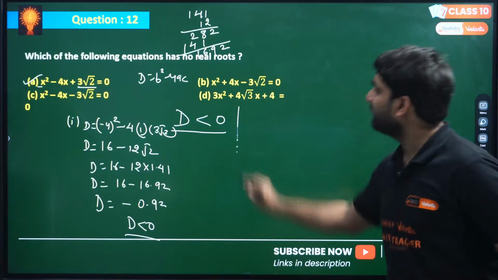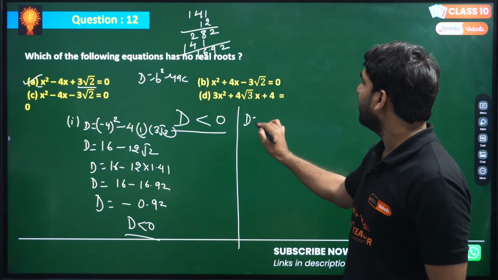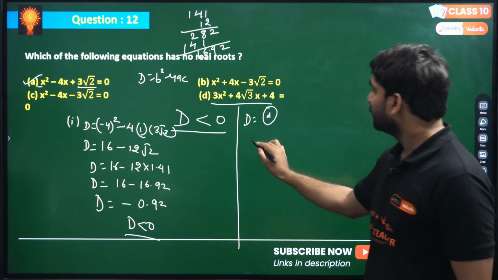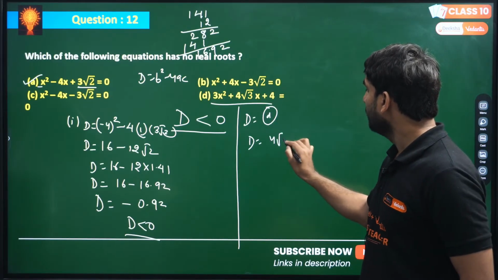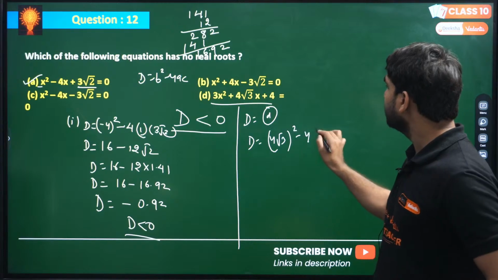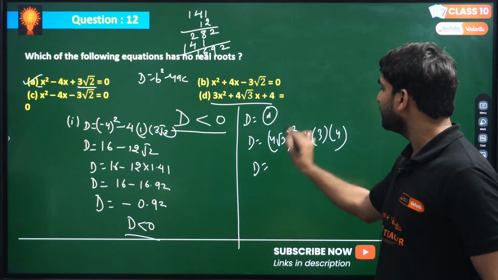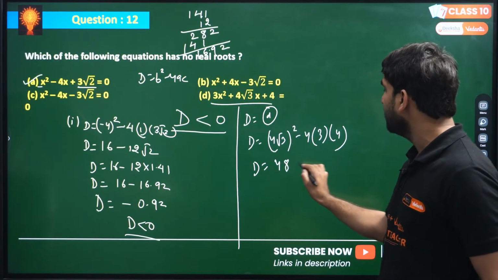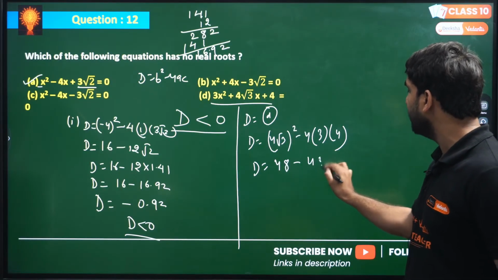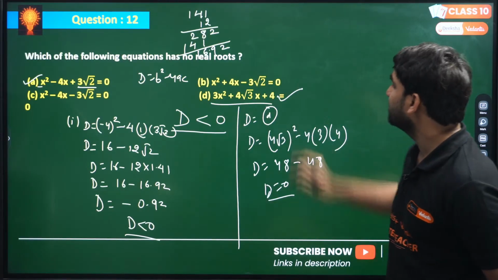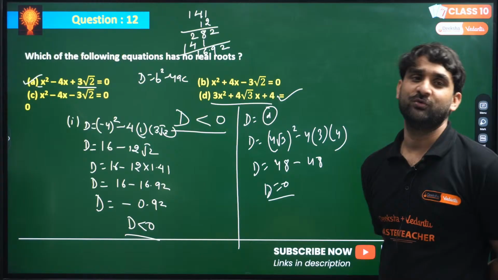Now you can verify from the others also. Find the discriminant of the second: D will be (4 root 3) square minus 4 into A into C. So D will be 4 square into 3, 4 square is 16, into 3 will be 48, minus 4 into 3 into 4, which is also 48. So D is 0, which means this equation has two real and equal roots.